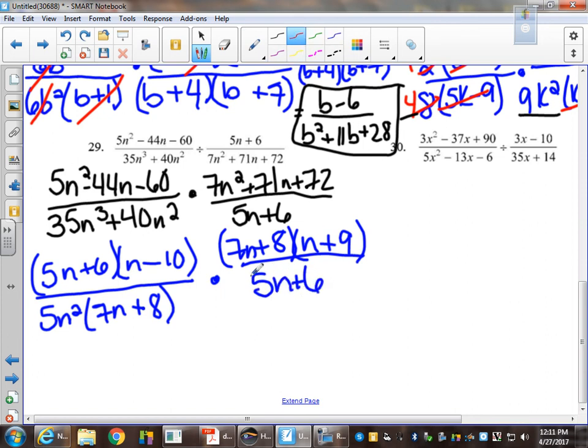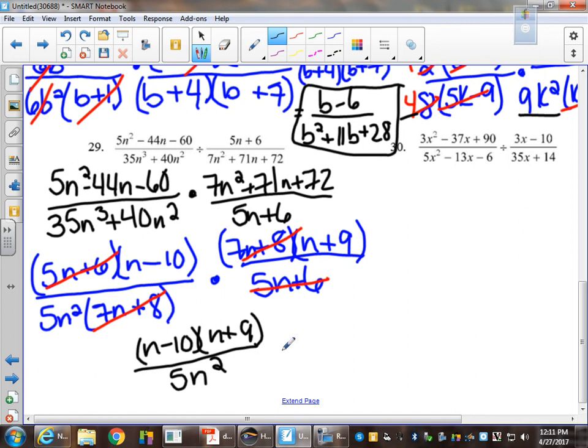Now let's cross everything off. 5n plus 6, 5n plus 6, 7n plus 8, 7n plus 8. We're left with n minus 10 times n plus 9 all over 5n squared. We're not done. We have to do our last step. Multiply across with the numerator. N squared minus n minus 90 is what you'll get in the end. Divided by 5n squared, and we're done.